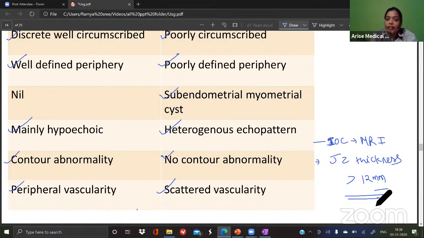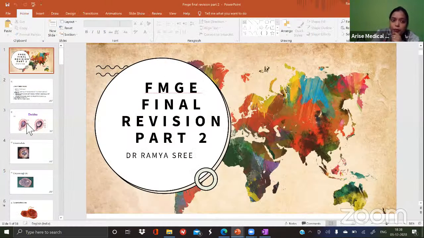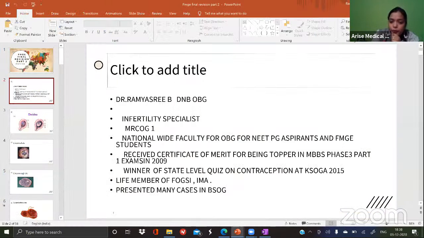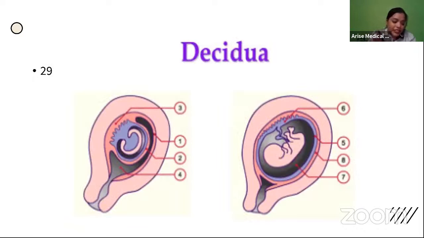And one more MCQ which came in recent times and might be repeated: if you have an asymptomatic fibroid of 14 weeks, what is the management you would like to do? You can answer that. So now we'll see some OBS also.